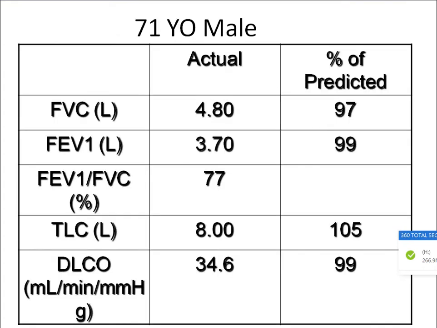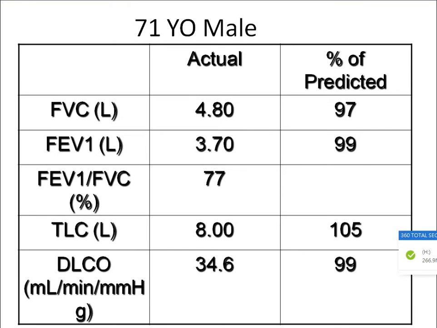You see this chart. A 71-year-old male patient, FEV1 by FVC ratio is 77, that is more than 70%, normal. After seeing the FEV1 by FVC ratio, what you have to see? You have to see the forced expiratory volume, FEV1 percentage predicted. How much? 99. Normal.